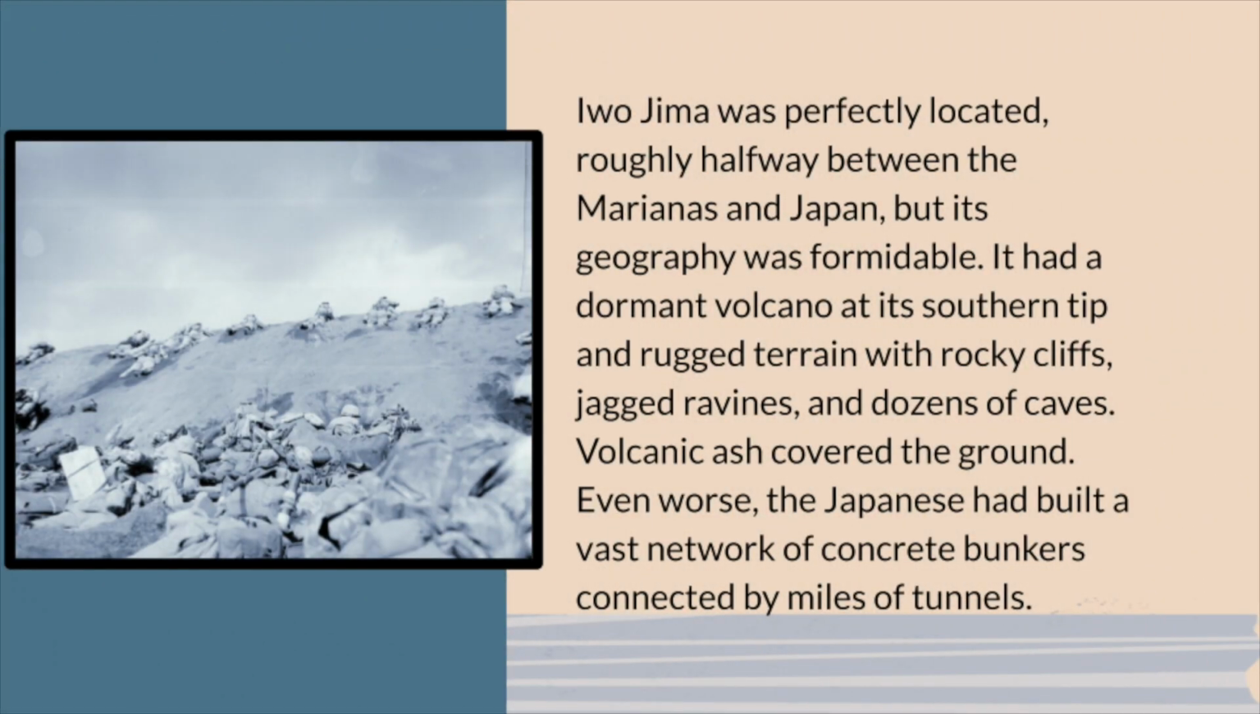Iwo Jima was perfectly located, roughly halfway between the Marianas and Japan, but its geography was formidable. It had a dormant volcano at its southern tip and rugged terrain with rocky cliffs, jagged ravines, and dozens of caves. Volcanic ash covered the ground. Even worse, the Japanese had built a vast network of concrete bunkers connected by miles of tunnels.